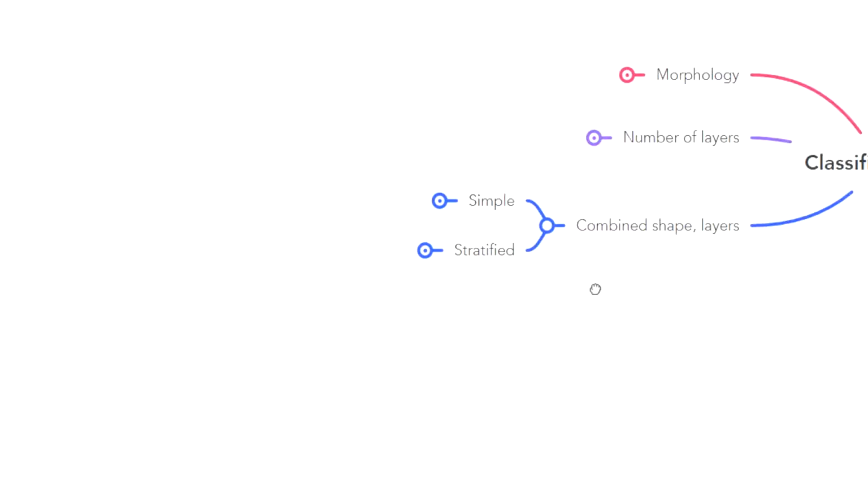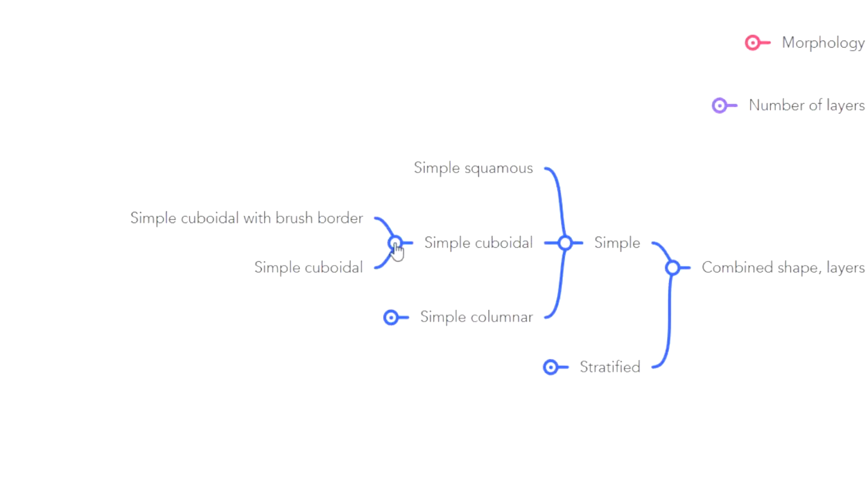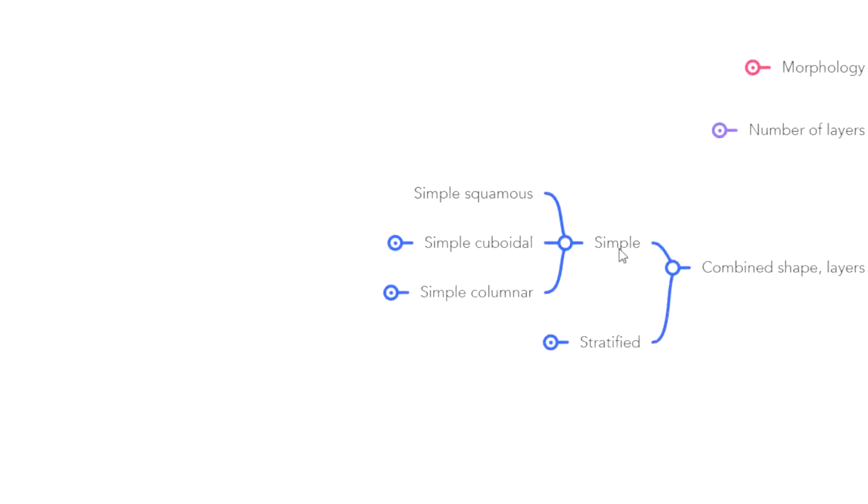Now, in the simple epithelium, we will see what the classifications are. It can be divided into simple squamous, simple cuboidal and simple columnar, based on the type of cells present. It is a single layer of squamous, or flattened, cells. So if it is a single layer with flattened cells, it is called simple squamous. Simple cuboidal is one layer with cuboidal cells. Simple columnar is one layer with columnar cells.